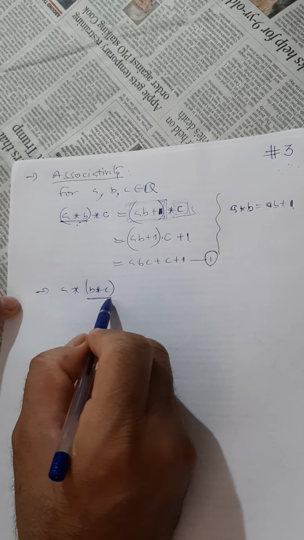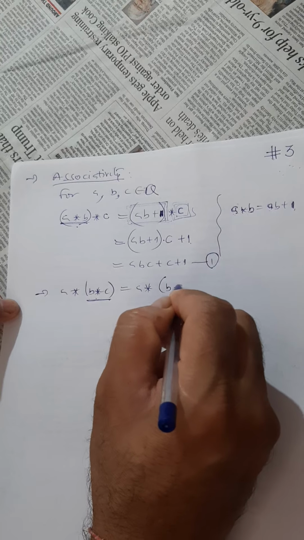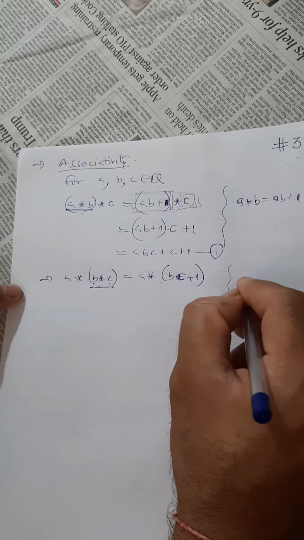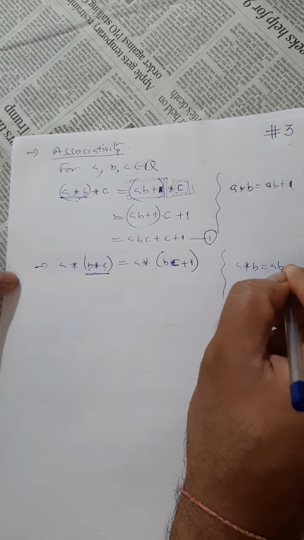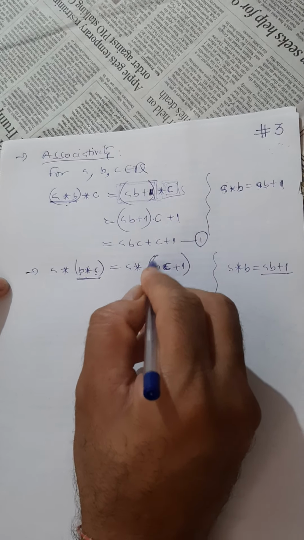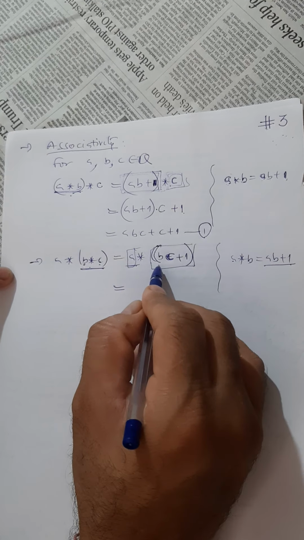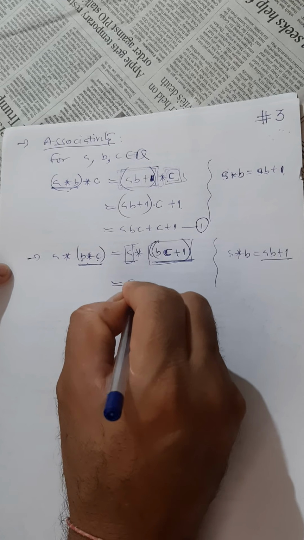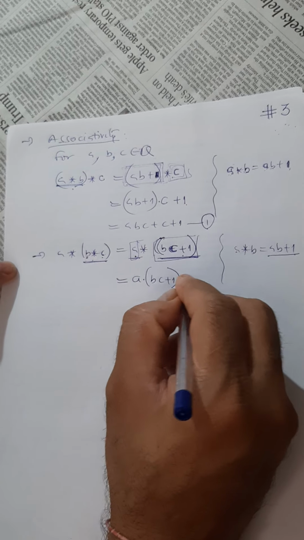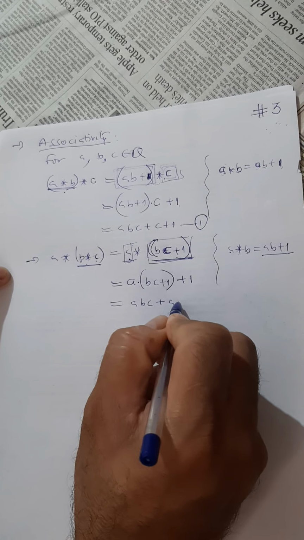On the other side, now we find A asterisk (B asterisk C). So first we apply the operation for B asterisk C, which is B into C plus 1, this into this plus 1. That's the definition. What is A asterisk B again? That is A into B plus 1. So here with B into C plus 1, this is A, this is B. What is the definition? This into this plus 1. A into, this is our B, A into B plus 1. So if I open the bracket, ABC plus A plus 1.